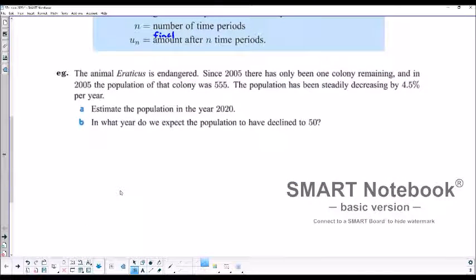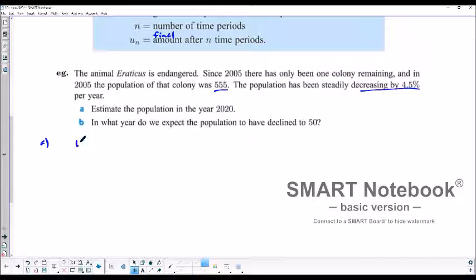Let's take a look at an example to see how this all works. The animal Eraticus is endangered. Since 2005, there's only been one colony remaining, and in 2005 the population was estimated to be 555 members. It's steadily decreasing by 4.5% per year. We have to make sure that we read carefully what the instructions are telling us. For part A, we want to estimate the population in the year 2020.